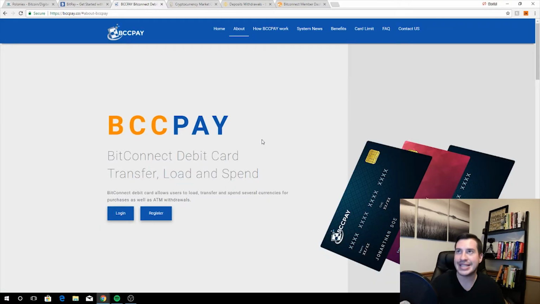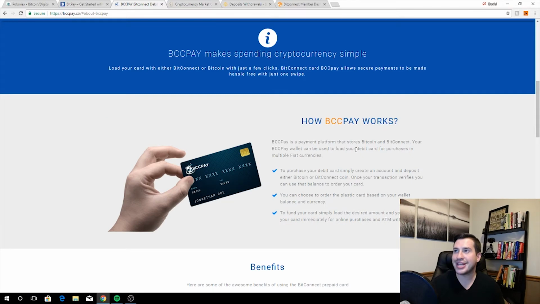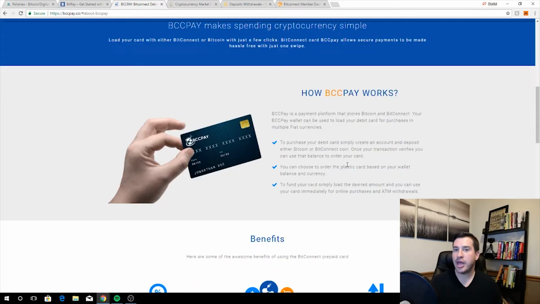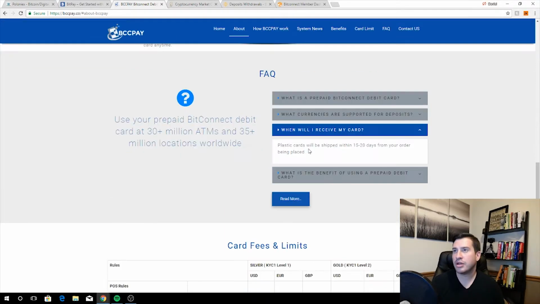Over to BCC Pay, which was just released by BitConnect not very long ago. It's a payment platform that stores Bitcoin and BitConnect and works as a debit card, so you're going to have to deposit your Bitcoin or BitConnect coin into an account, which you can then spend with this card anywhere that credit or debit card is accepted. Looks like currently the cards are being shipped 15 to 20 days after your order.